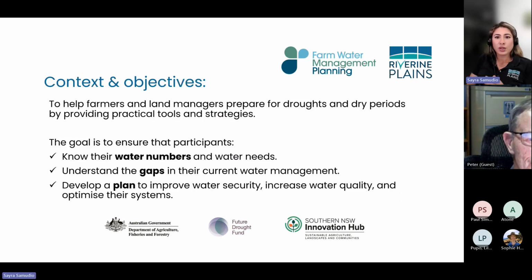Well, to give you some background on the project, the On-Farm Water Management Planning Project is designed to help farmers and land managers to prepare for drought and dry periods by providing practical tools and strategies through workshops and field days. The goal is to ensure that participants know their water numbers and water needs, understand the gaps in their current water management, and develop a plan to improve water quality, increase water security, and optimize their systems.